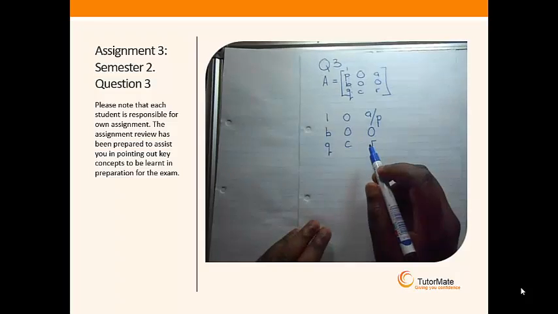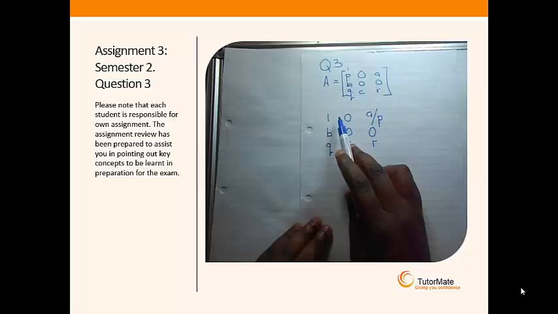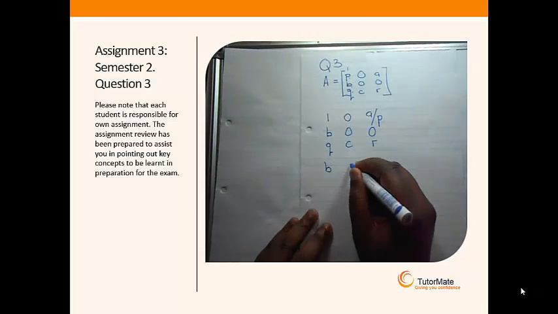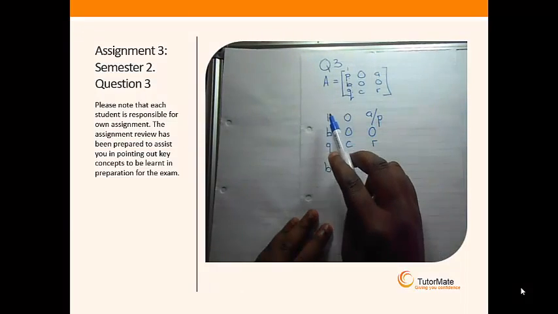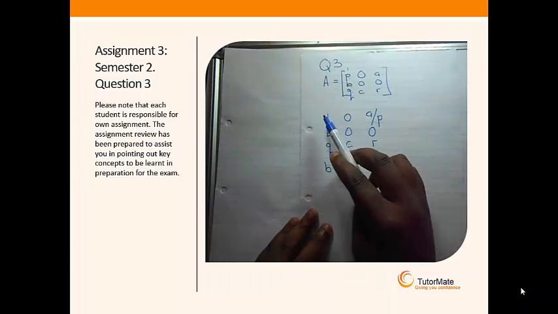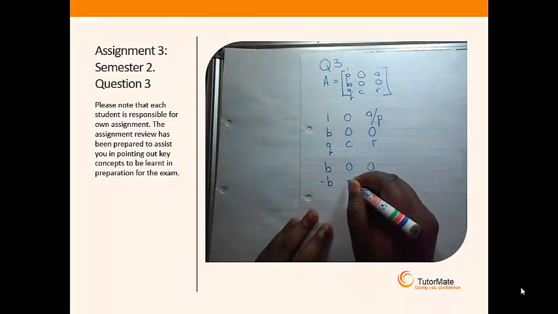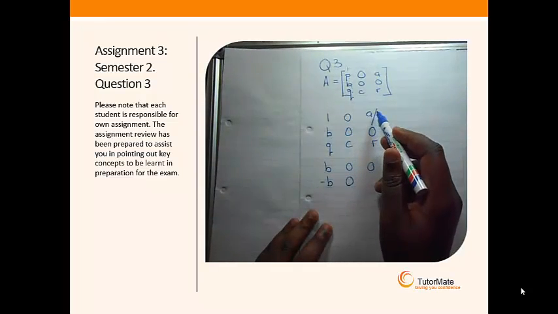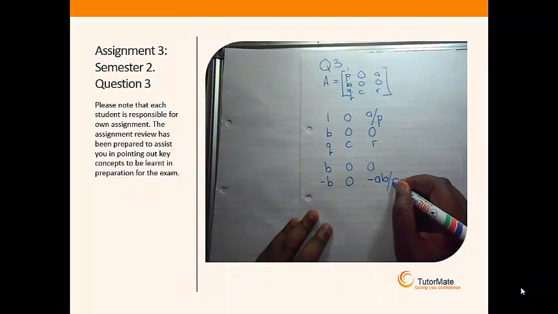Okay. If we want to turn this B into a 0, we have to use our first row. So how do we do that? We take our second row, B, 0, 0, and subtract B times the first row. So minus B times 1 is equal to minus B. Then minus B times 0 is 0. Minus B times A over P is equal to minus AB over P.